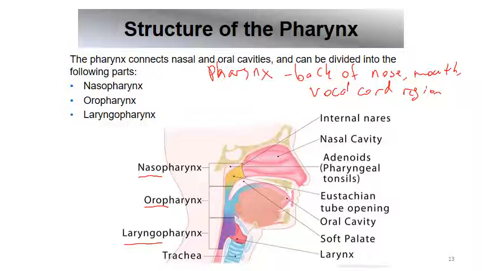And so we will learn about the vocal cords much more when we get to the respiratory system. So here the vocal cords are in this region. This is called the larynx. So right in that region, laryngopharynx.